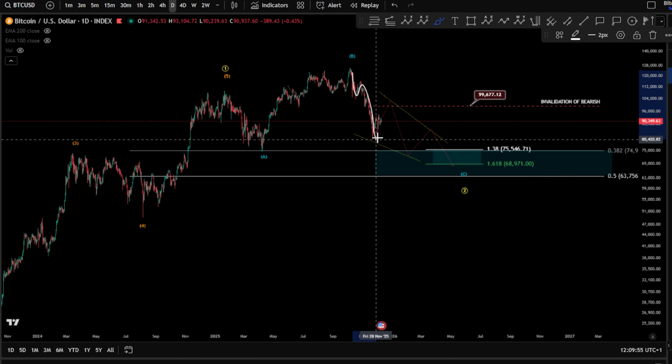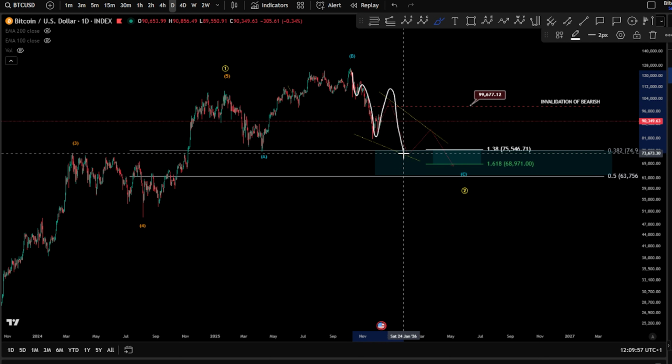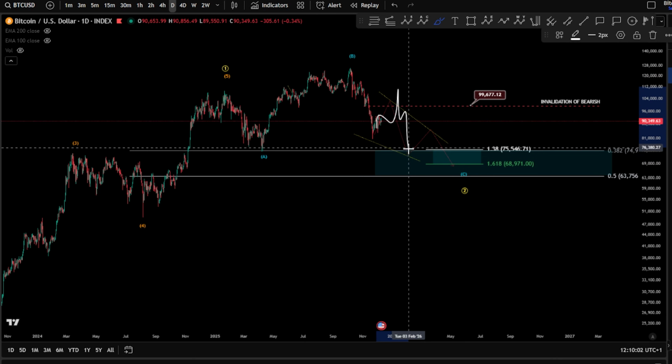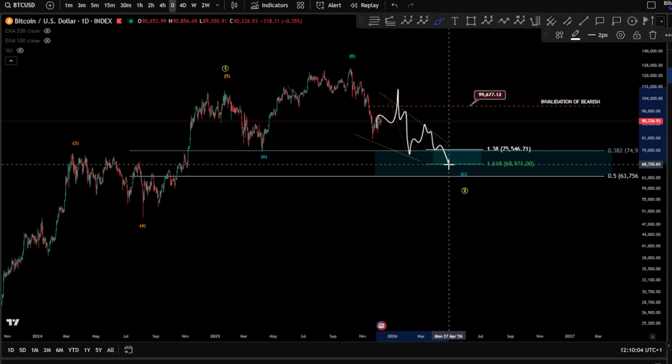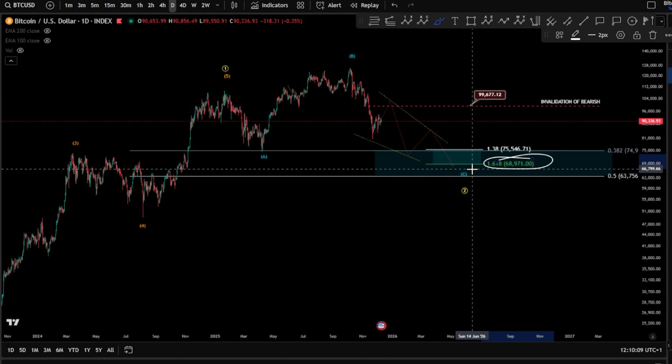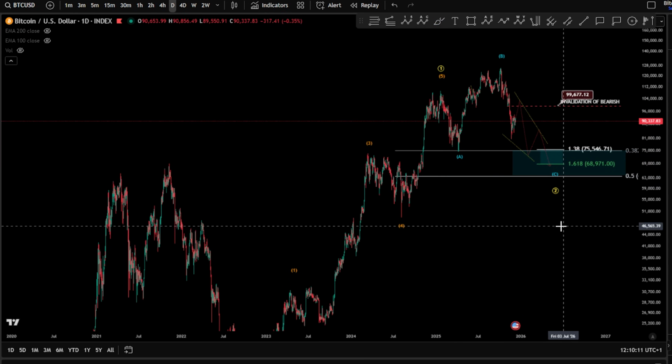Directly, we have to call something, of course, as a zigzag and as a wave 1, 2, 3, 4, and a 5. And you have to expect, of course, zigzags toward the downside here until we reach, of course, the target at or around the 68K here for Bitcoin as well.